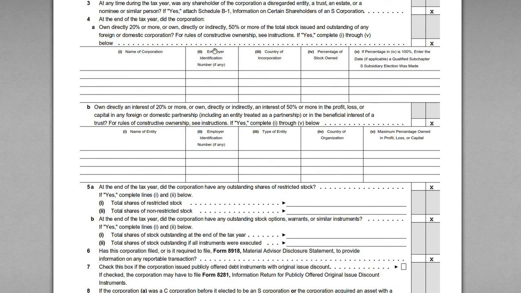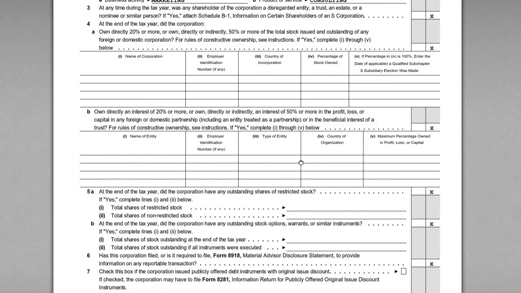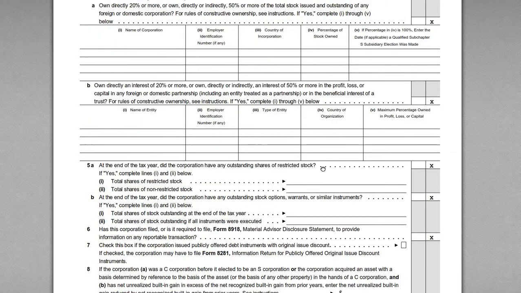And then question 4 is asking, effectively, does this company own stock or other equity interest in other entities? If so, then you have to disclose those shareholdings in those subsidiary entities. In our case, no. We have a very simple corporate structure. We just have 3 shareholders. The company operates exclusively within itself. It doesn't have any other subsidiary entities.